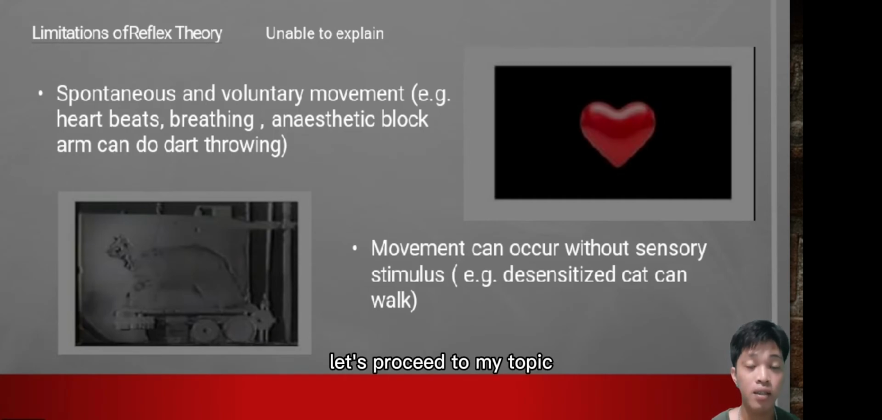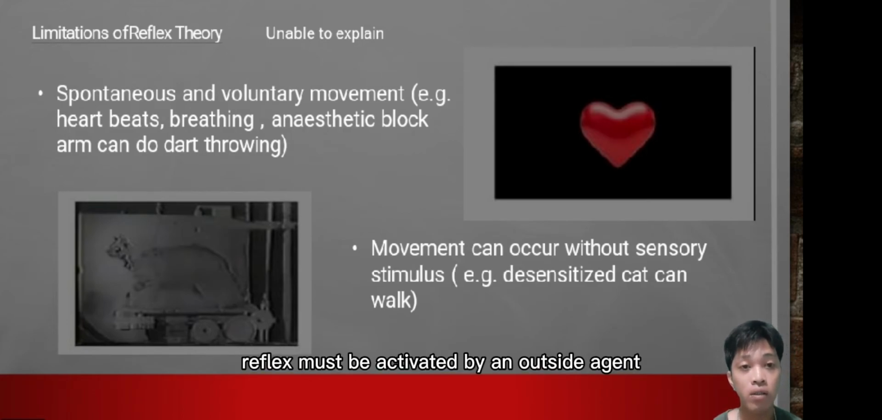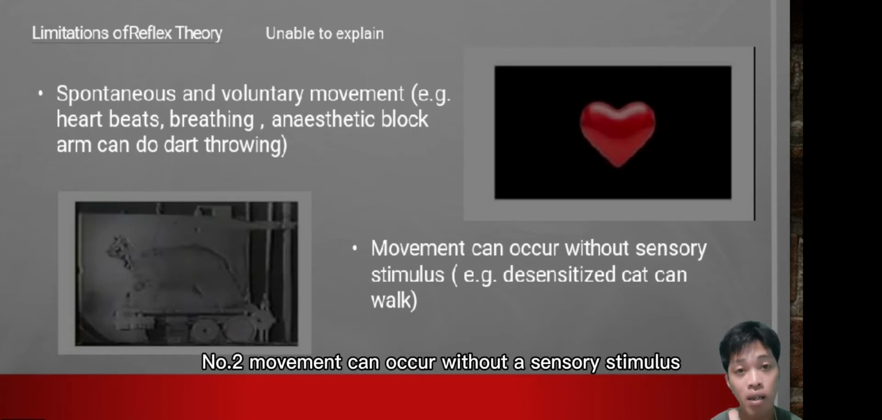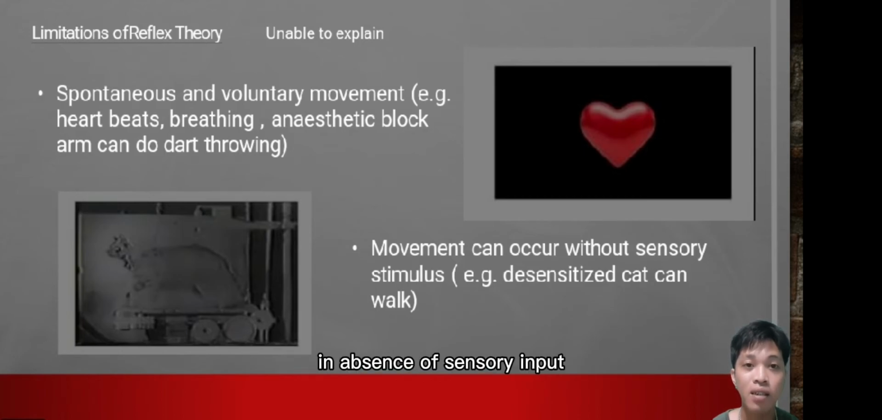So, good day. Let's proceed to my topic, which is limitation of reflex theory. Unable to explain, number one, spontaneous and voluntary movements. Reflex cannot be considered basic unit of behavior as reflex must be activated by an outside agent. Number two, movement can occur without a sensory stimulus. Recent research shown that animals can move in a relatively coordinated fashion in absence of sensory input.